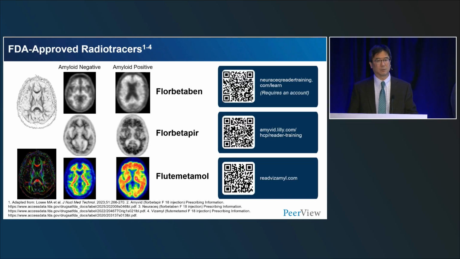Again, there's 3 F18 approved tracers. They each have their own reader training methodology, which was designed by very intelligent people who had access to the neuropathological correlation. So I would recommend making sure that whatever tracer you use at your institution, you do that reader-specific training. Very quickly, florbetapir and florbetaben are typically read in grayscale, and flutemetamol is read in a linear color scale. There's also different regions that are used to assess positivity. So I would encourage the use of that specific tracer's reader training.